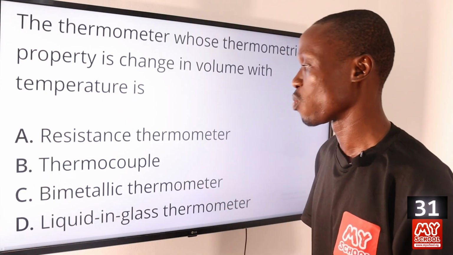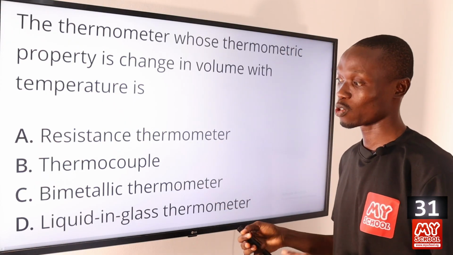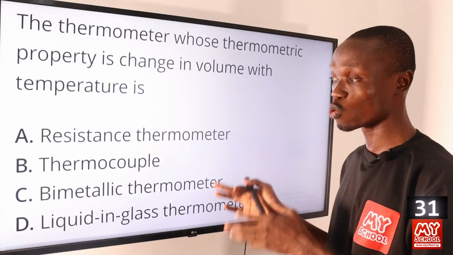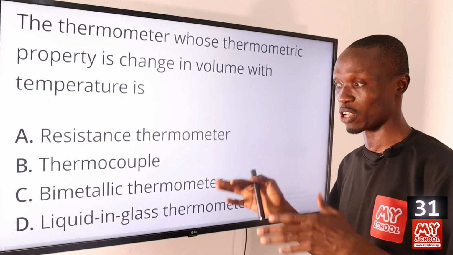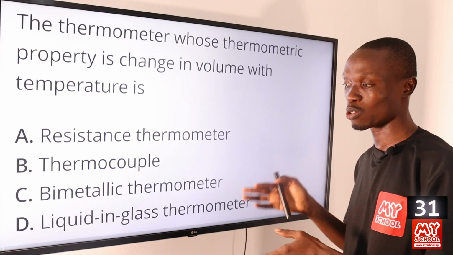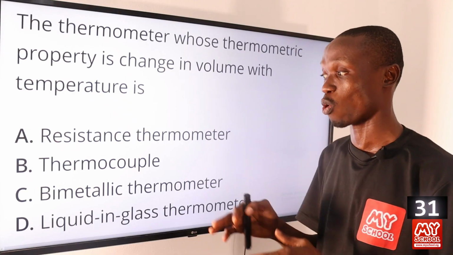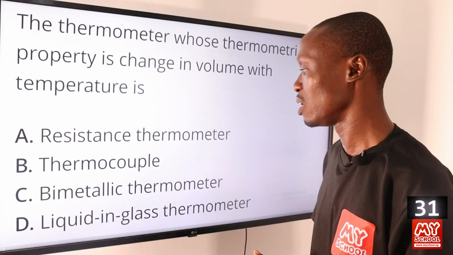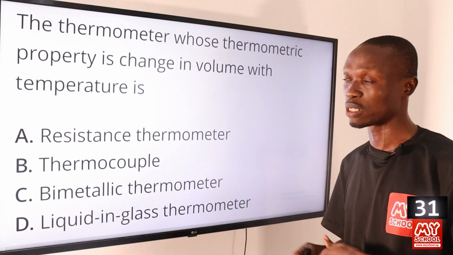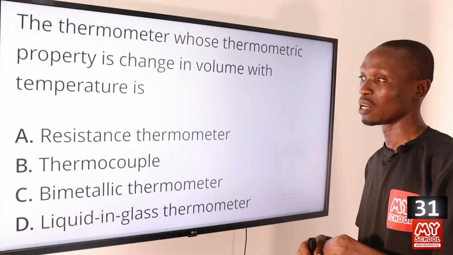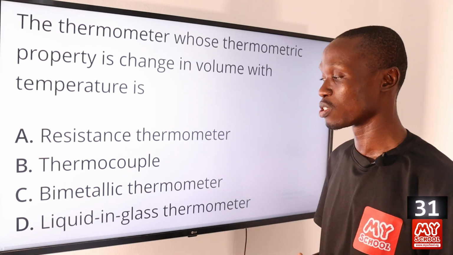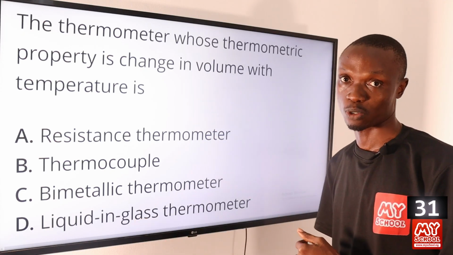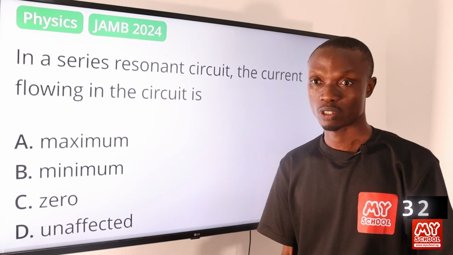While option C, we have bimetallic thermometer. So bimetallic thermometer also consists of two bonded metals, and these two bonded metals have different rates of expansion. So these different rates of expansion of the two metals cause a bending motion that indicates temperature. And we have liquid in glass thermometer. So for the liquid in glass thermometer, this type of thermometer measures temperature based on change in volume of liquid with temperature, and that is the answer to this question, option D. Question 32.